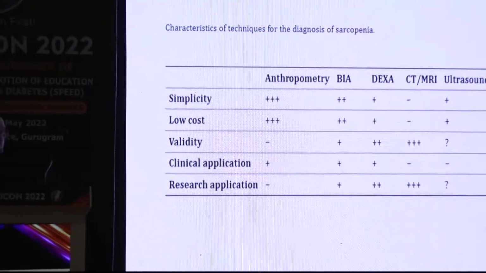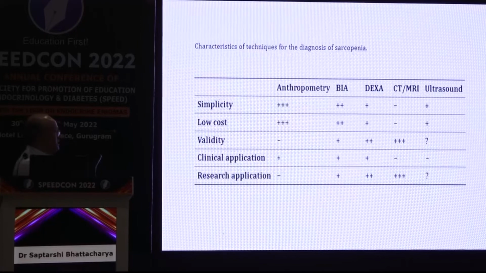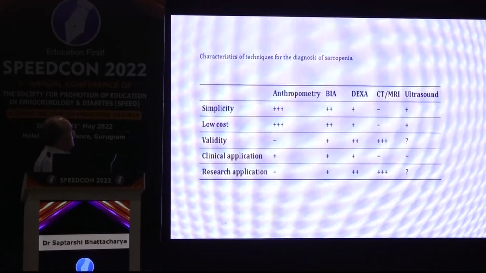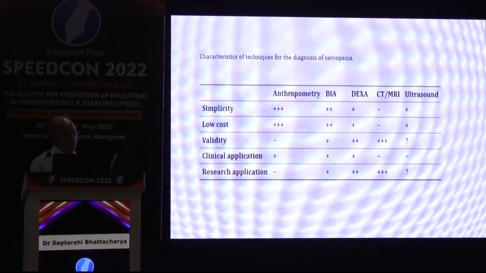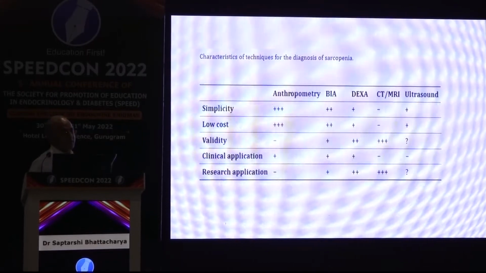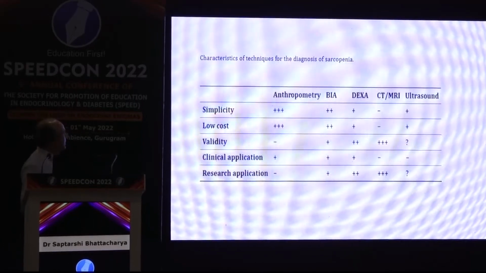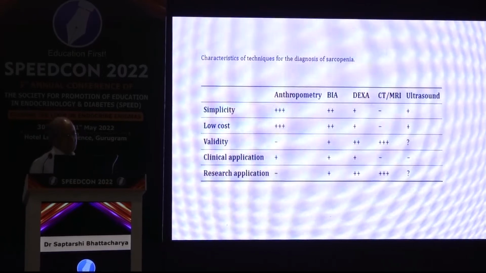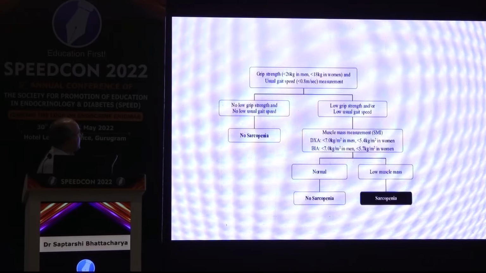So you can do it by different methods, like anthropometry, which has simplicity and low cost, or bioelectric impedance, and then DEXA, CT, MRI, and ultrasound. Some of them are a little more complex with more validity, and some are very simple, but their reproducibility and research application is practically low. DEXA and bioelectric impedance are more often used. CT and MRI, because of the cost and the exposure, are less often used.